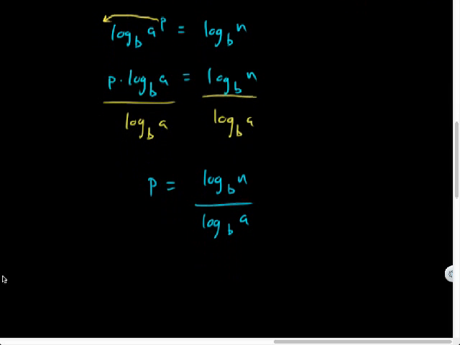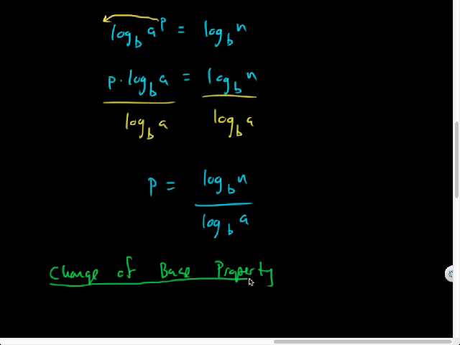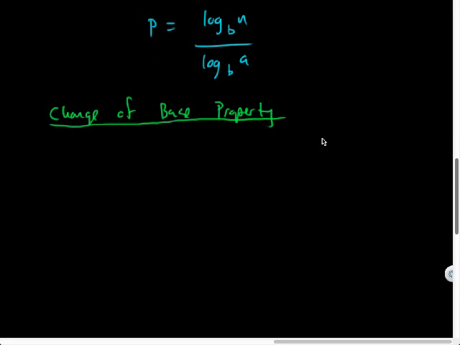So change of base property is the thing we just discovered. And what it says is log base a of n is equal to log base b of n over log base b of a.